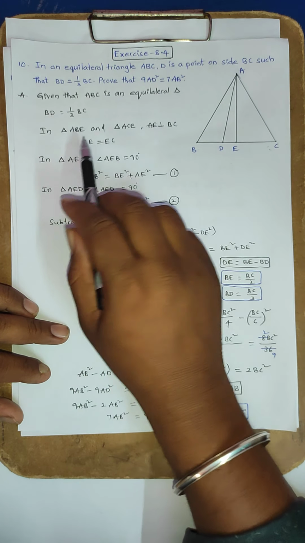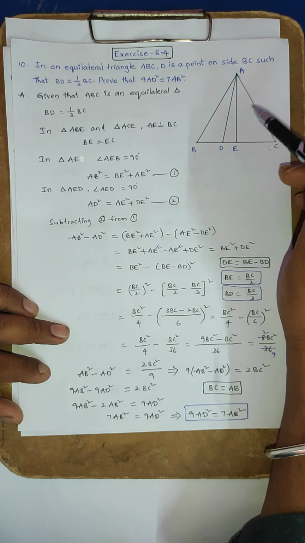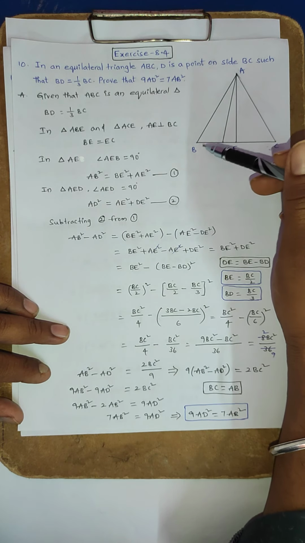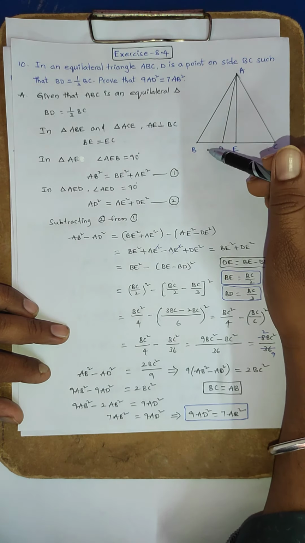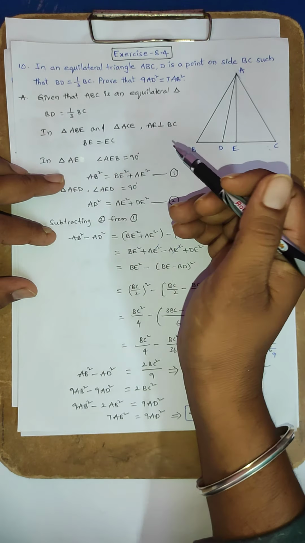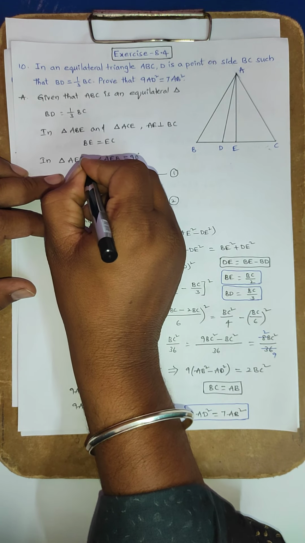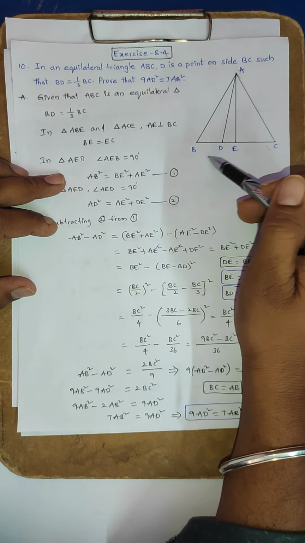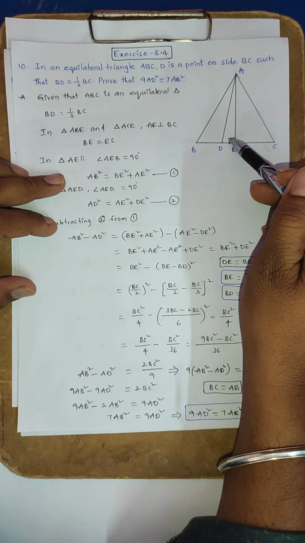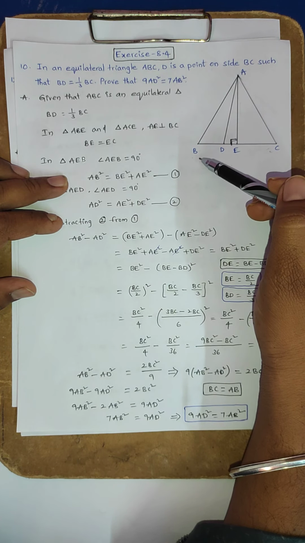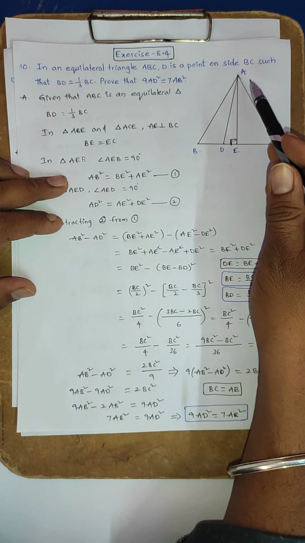In triangles ABE and ACE, AE is perpendicular to BC. Here BE is equal to EC. These both lengths are equal. In triangle AEB, angle AEB is 90 degrees. Then the hypotenuse AB square is equal to BE square plus AE square.